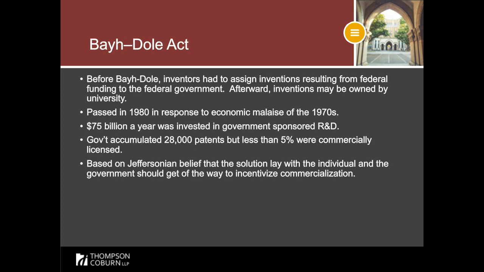So the other major university-related issue is the Bayh-Dole Act. It was passed in 1980, and it allows the inventors, in this case their employer, the university, to own patents that come from government-sponsored research. In the past, they were all owned by the federal government, which back then was spending $75 billion a year in research, and the government had accumulated 28,000 patents, but less than 5% were actually commercially licensed.